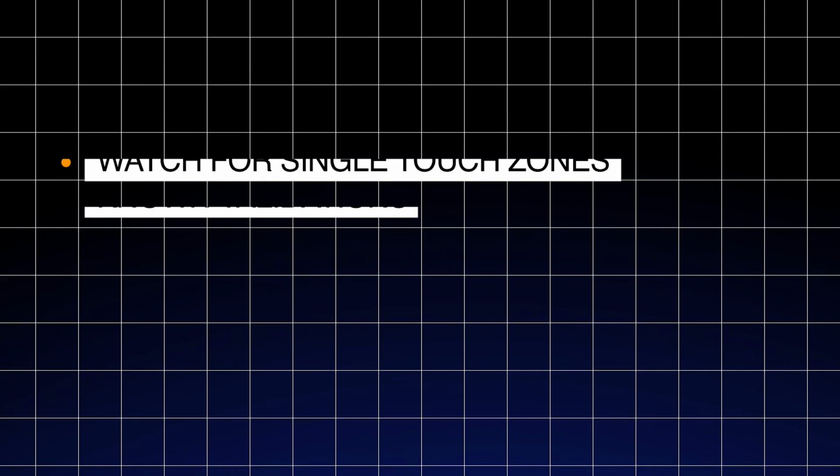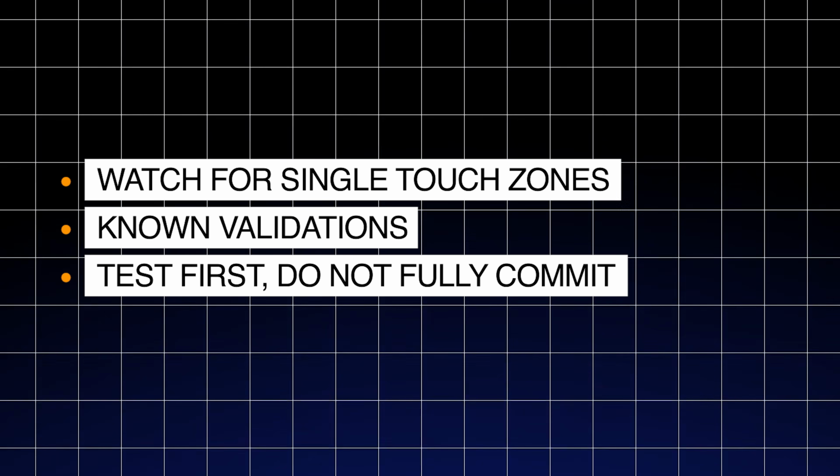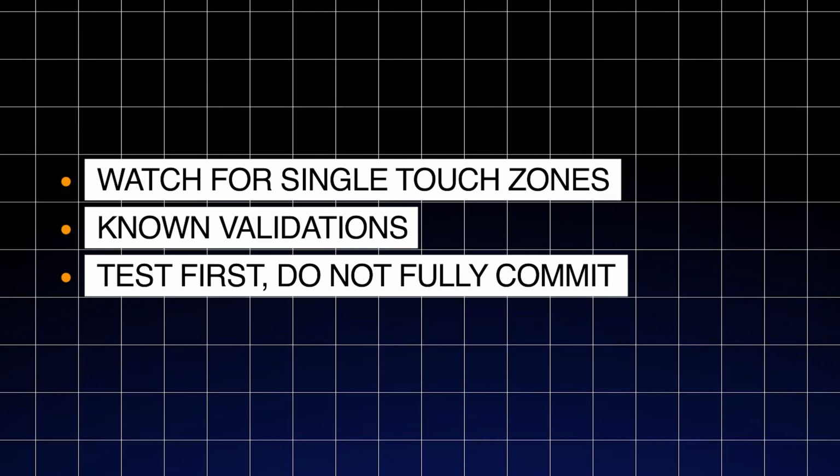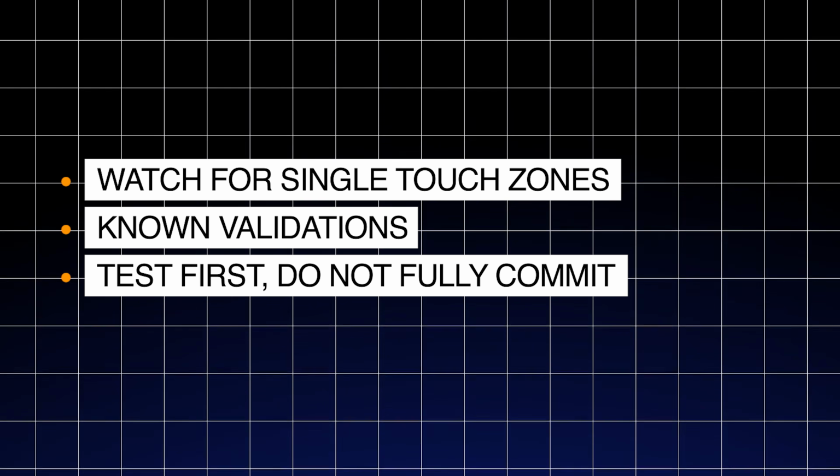A support zone is not a promise. It is a probability area built from prior price reactions, and it needs to be read alongside trend, momentum, and structure, not in isolation. Most of the trades that should have worked failed because of how they were entered and managed, not because the level itself was meaningless. Watch for single touch zones being treated as major levels. Watch for entries with no invalidation defined in advance. And test laddering into zones instead of committing your full size at the first tap.